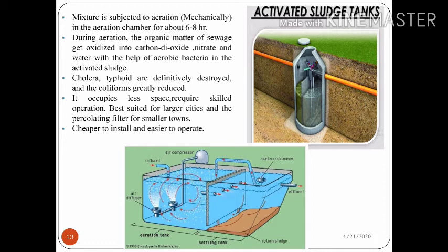The typhoid and cholera bacteria in the activated sludge are definitely destroyed. The coliform count is greatly reduced. Activated sludge plants occupy less space but require skilled operation. 1 acre of activated sludge plant does the work of 10 acres of percolating filters, that is, the trickling filters. Activated sludge process is therefore best suited for larger cities, and the percolating filters for smaller towns because they are cheaper to install and easier to operate.